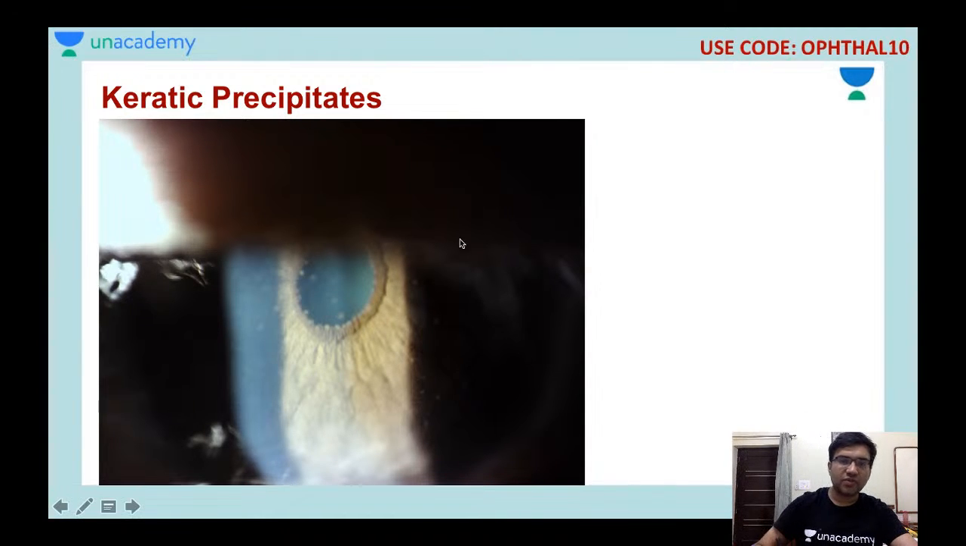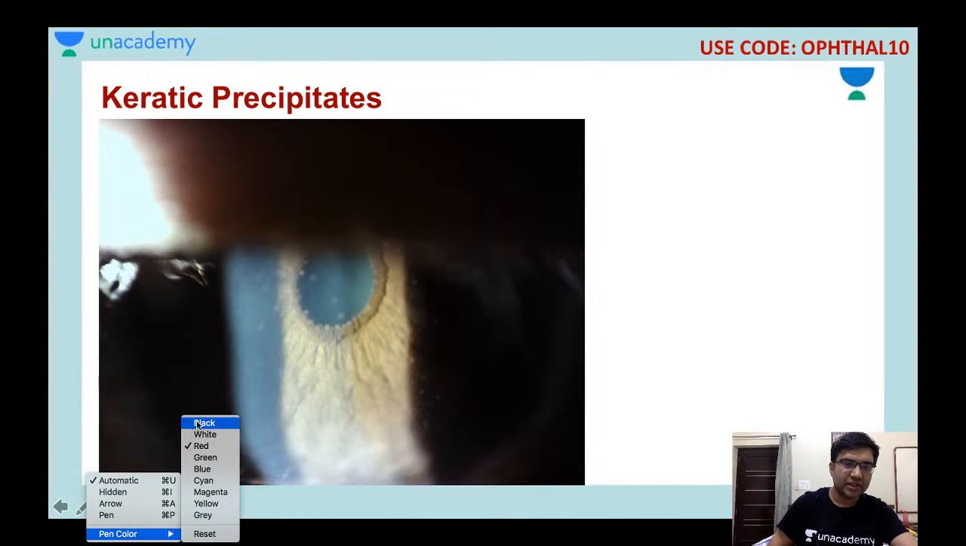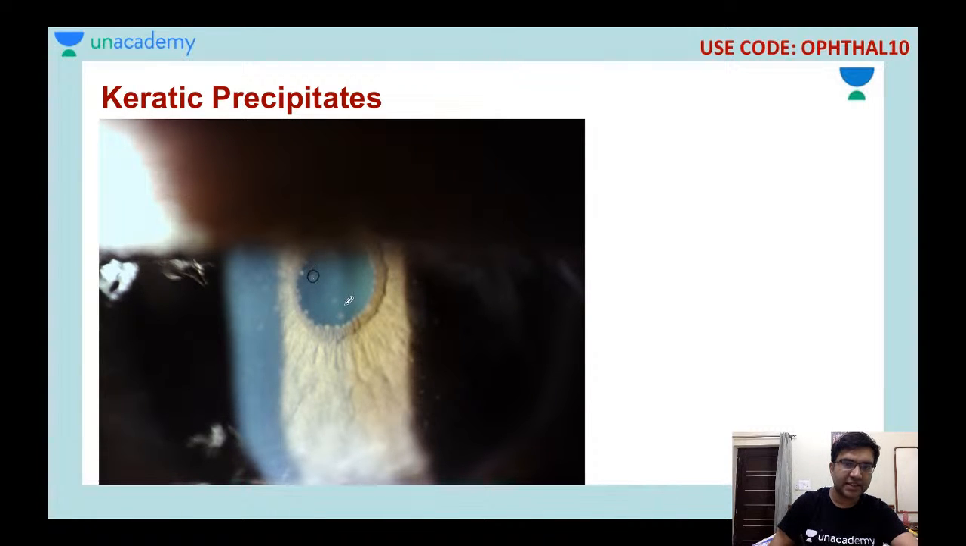So first of all, this picture, if you can appreciate. These are the Keratic Precipitates. If you can see here, these are basically the pigments on the endothelium of the cornea. And in which condition do you get Keratic Precipitates? Anyone? Keratic Precipitates are basically signs of uveitis.